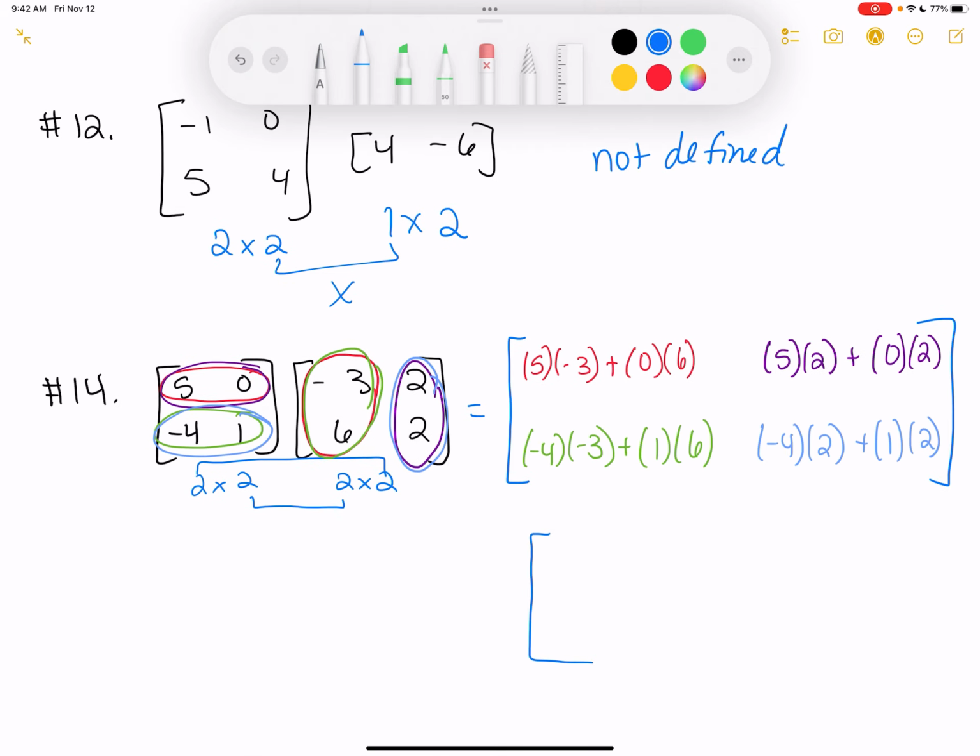We've got 5 times -3, -15, plus 0, so -15. Over here, 5 times 2 is 10, plus 0, so just 10. Negative 4 times negative 3 is positive 12, plus 6, so that's 18. A lot of times I accidentally, because I see the plus sign, end up adding my 1 times whatever, so I'll put a 7 there instead of a 6. Pay attention to that.